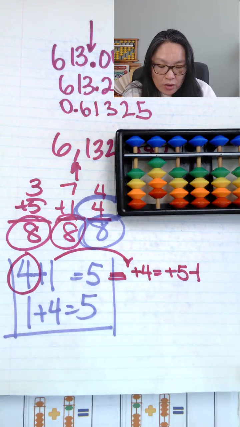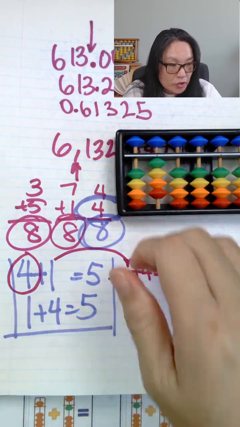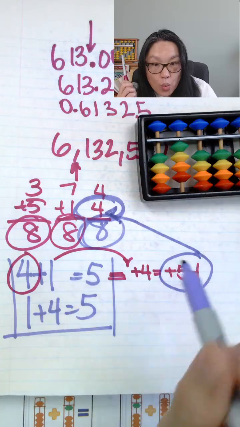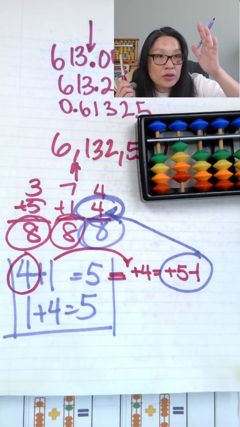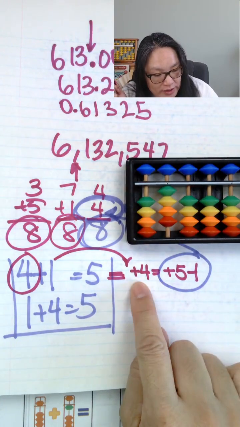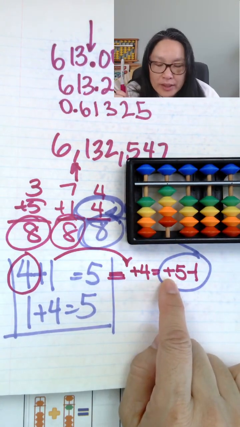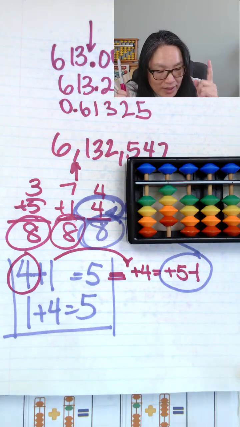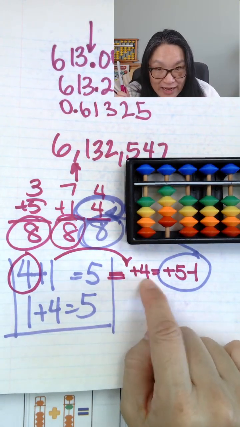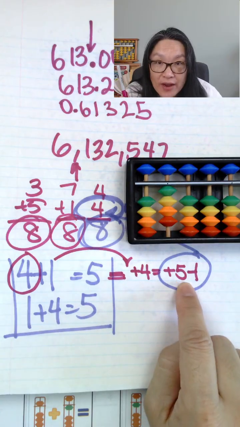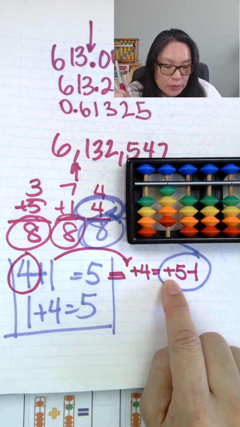So what are we doing here? What we did is we isolate the variable. Now we're going to substitute this equation, this number sentence, into here. Substitute is another mathematical terminology that we don't say in abacus. All right. So what does that mean? Why do we say plus 4 is plus 5? The reason is to gently remind us that when we add this 4, we're going to add the 5 and then take away the 1. That's why we say plus 4 is equal to plus 5 minus 1.